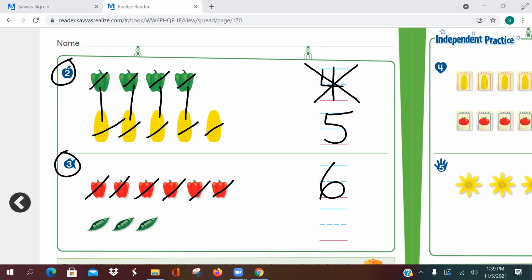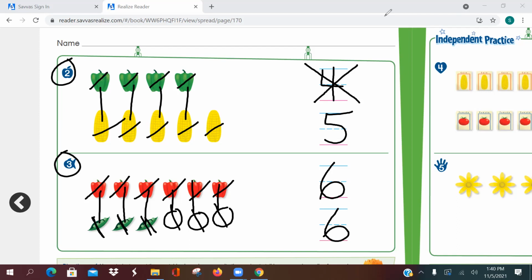So we have how many pea pods? 1, 2, 3. So it looks like I need to draw more pea pods to make these two groups equal. So if I compare these, I know that I need one more here to compare, another one to compare, and one more to compare. It looks like now they're equal, so let's count the pea pods again. 1, 2, 3, 4, 5, 6. So now the two groups are equal. They have the same amount in each of them.